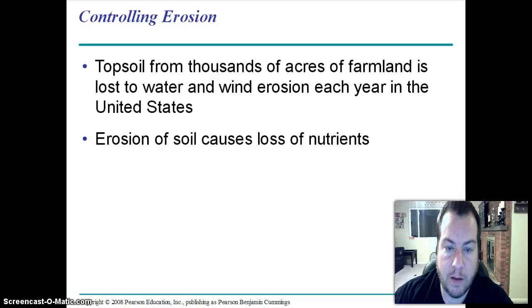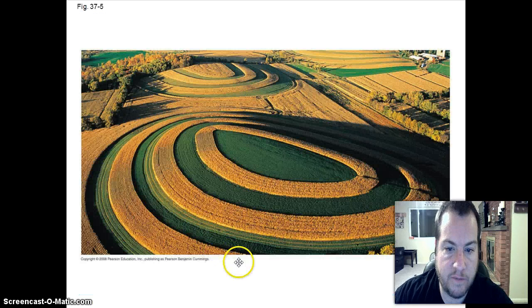Okay, we're back. Another problem for agriculture is loss of soil through erosion. Erosion is when soil is transported by usually wind or water away from its source to somewhere else. Thousands of acres of farmland is lost every year to wind erosion in the United States. So, some ways to fix that.